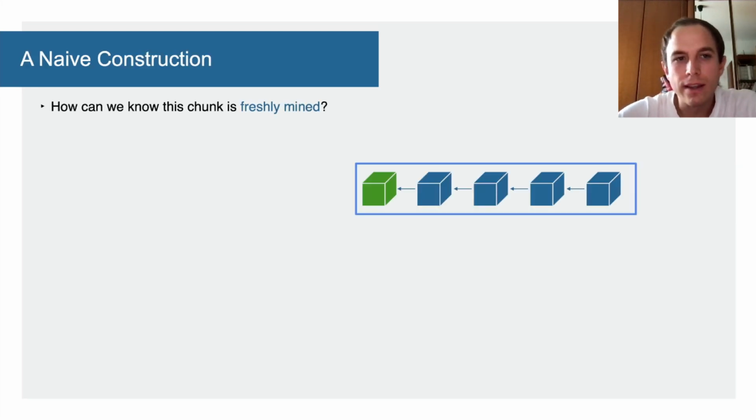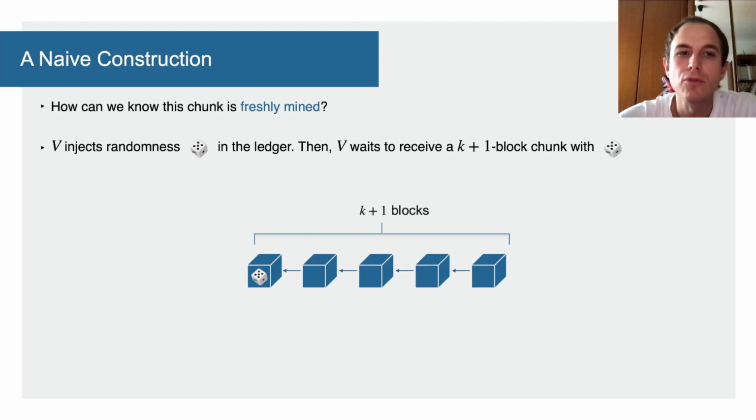So let's look at it. First of all, how can we force such a chunk to be freshly mined? We can do this by introducing some randomness. The light client, the verifier, which we call here V, injects some randomness to the ledger. And what does this mean?